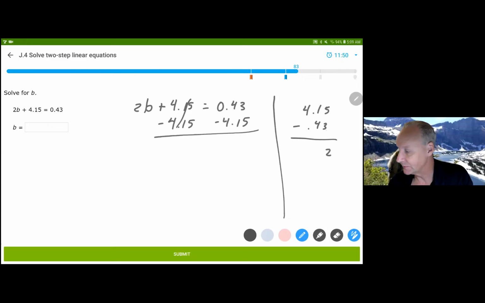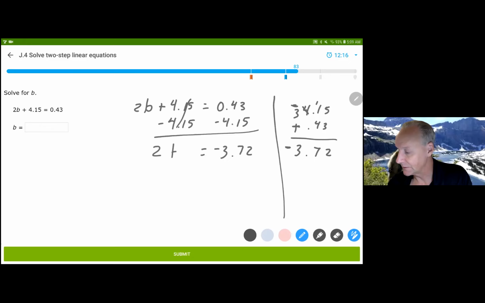That gives me the 2, and I had to borrow from the 4, and that gives me my 7. Notice my decimals were lined up, and I have 3.72. But here's the thing. The larger number was negative, and the smaller number was positive. So this ends up being a negative 3.72. And it's really easy to make sign errors.